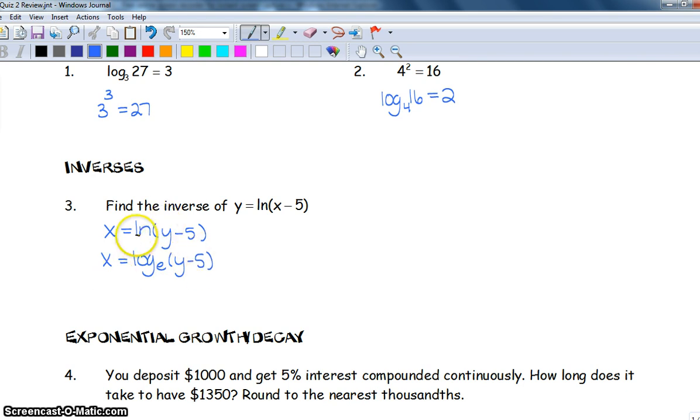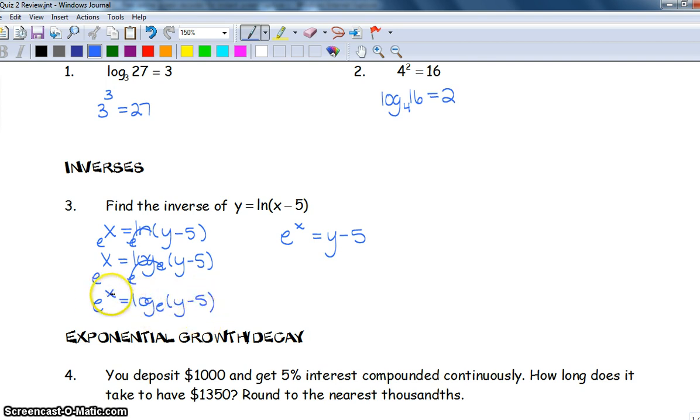Or you can solve by just raising e to both sides. It doesn't matter because that cancels. E to both sides, that cancels. So you get that e to the x is equal to y minus 5. And again, there's two ways to go about doing that. Or, actually there's three ways. We could have log base e, and we rewrite it using exponential form.